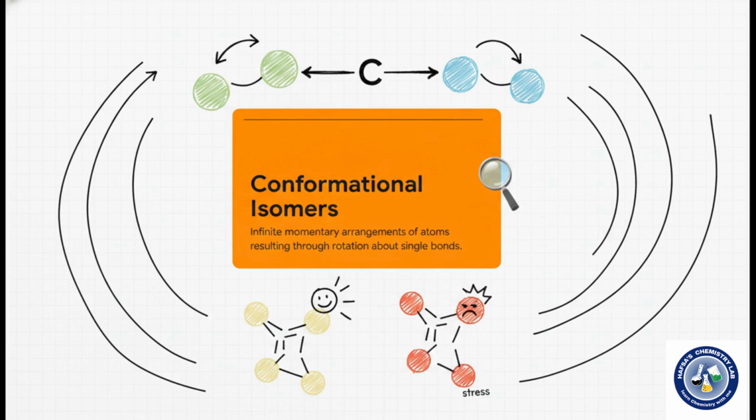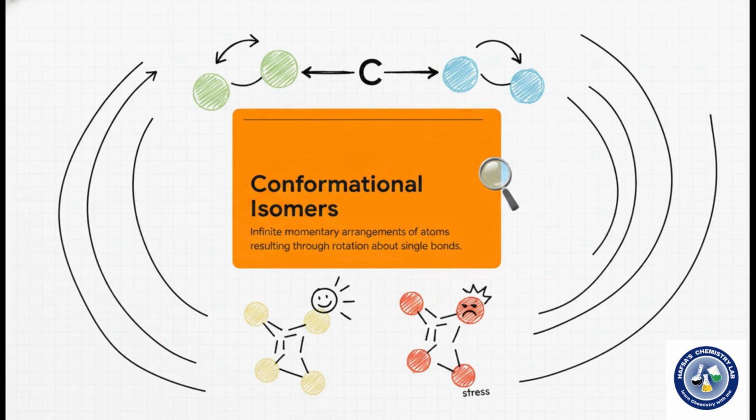And this brings us to conformational isomers. If you think of a single carbon-carbon bond, not as a rigid steel bar, but more like a freely rotating axle, it makes total sense. Because that axle can spin, the atoms attached to those carbons are constantly changing their positions in space relative to one another. Every slight twist creates a brand new momentary arrangement.